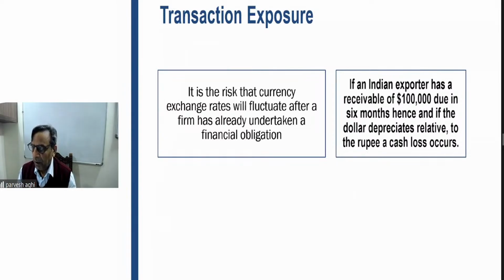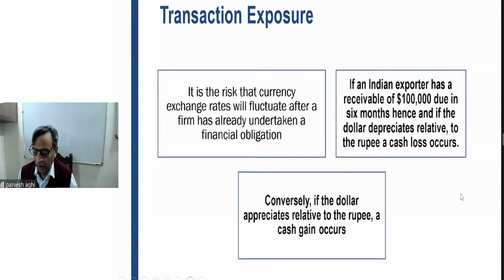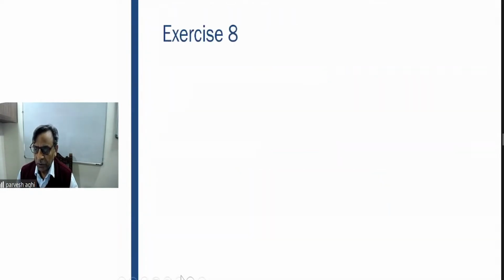For example, if an exporter has a receivable of, say, $1 lakh due in 6 months, and the dollar depreciates relative to the rupee, a cash loss occurs. Okay, the dollar comes from 83 to 81, so he will be suffering a cash loss. Conversely, if the dollar appreciates relative to the rupee, cash gain occurs. So, this is called the transaction exposure. Now we'll be looking at a question, and I'll be solving this question both on board and showing you my notes here.